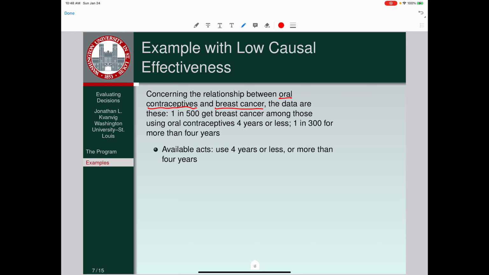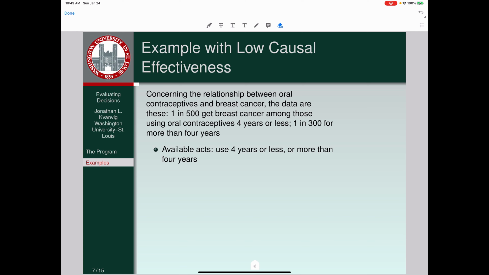So here's the data that we're going to use. 1 in 500 get breast cancer among those using the drug for 4 years or less. This is sort of coarse-grained data, but let's suppose it's all we've got to go on. All we know is the percentage for people that use it for 4 years or less, and those who use it for more than 4 years. The number is a bit higher. So 1 in 300.